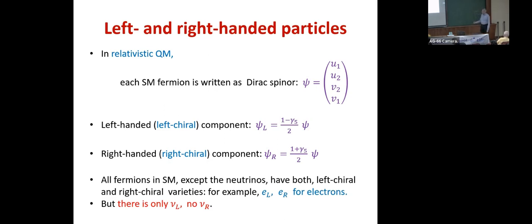So all fermions in the standard model, except neutrinos, have both of these left and right chiral varieties, like e_L and e_R for electrons. But for neutrinos, we know there is a left chiral neutrino. We don't know if there's a right chiral neutrino.